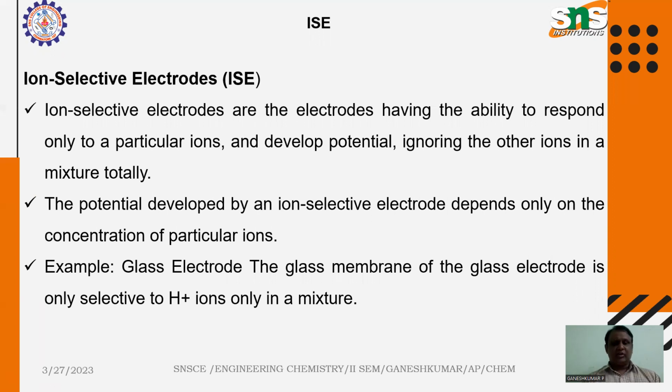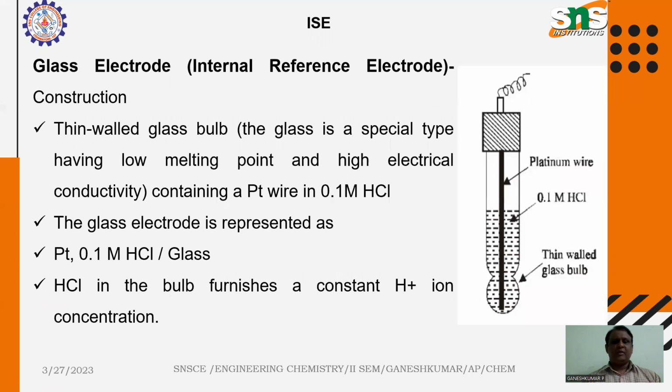Here, the glass electrode, which contains a glass membrane at the bottom, has an ability to select only the H plus ion in the mixture of substances. This is the diagram of the glass electrode. We call it the internal reference electrode. It contains a glass bulb at the bottom. The glass bulb is made up of a special membrane, which is an ion selective membrane.